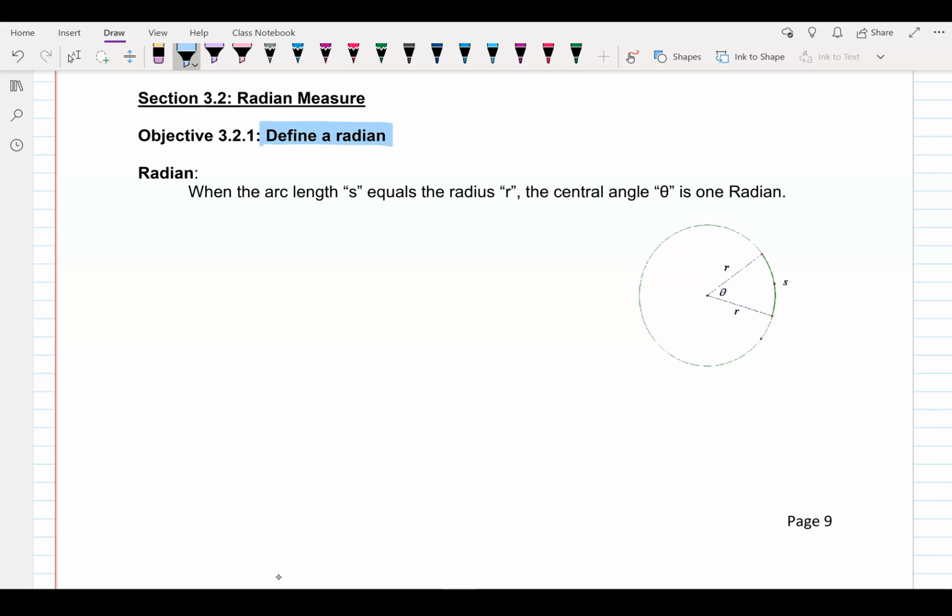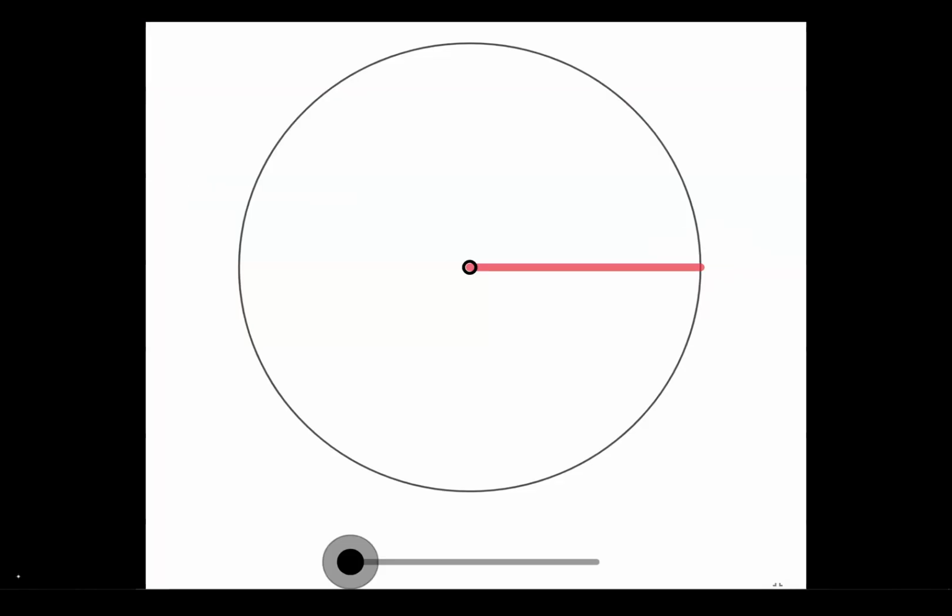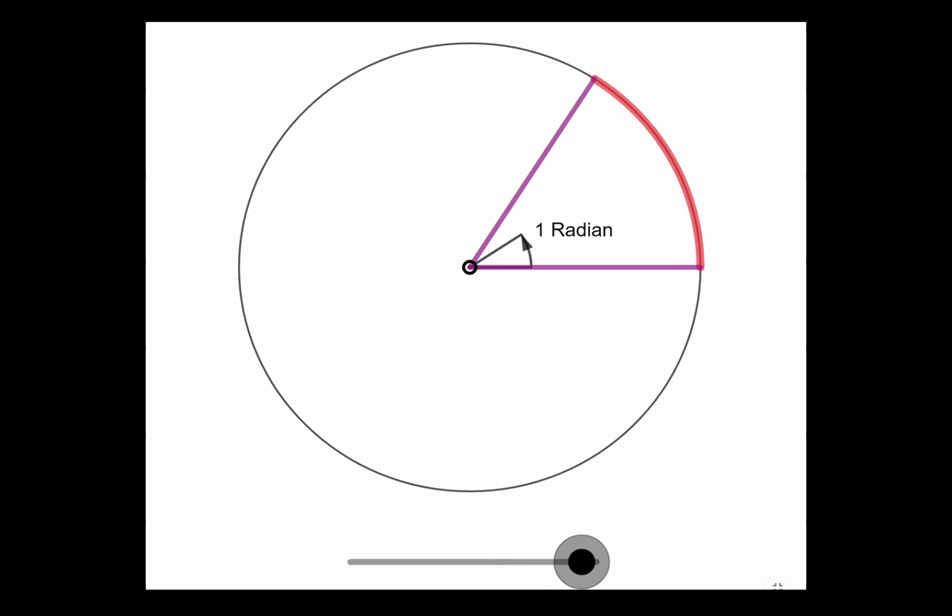Now that might seem very confusing to you. Let me show you visually what a radian means. A radian can be demonstrated by this diagram here. We start with a radius, and just watch what happens. Okay, 1 radian is this angle. So let me talk it through this time.